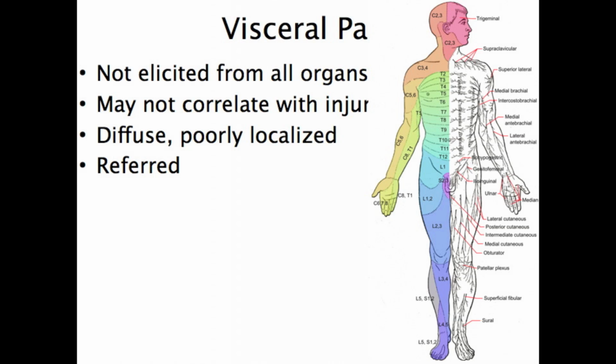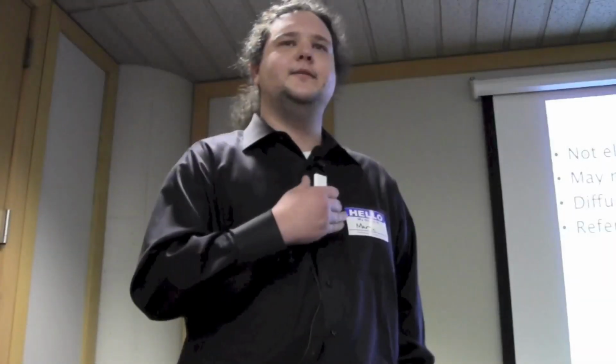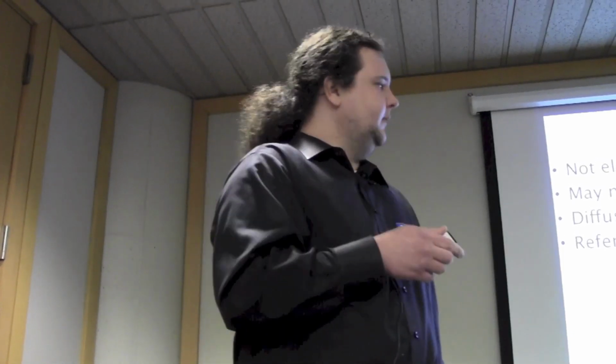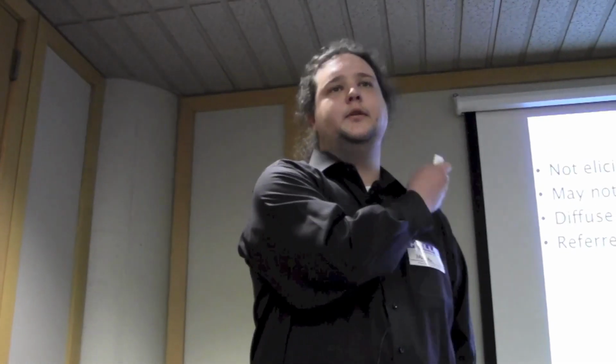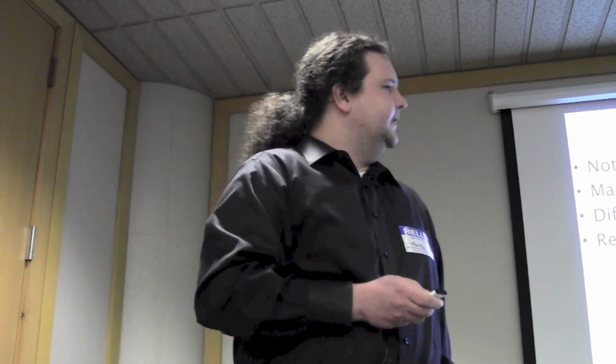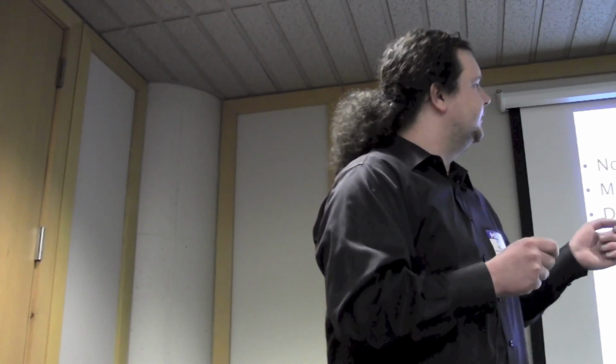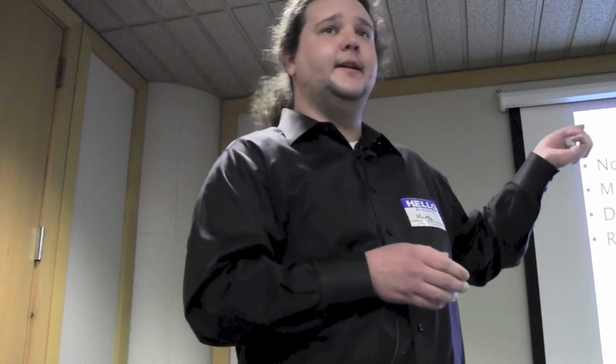It's often referred. So the best example of this is a heart attack. You may have some chest pain, but you oftentimes will hurt in your arm, your shoulder, your neck instead. And this happens because the nerves that innervate, say the heart, synapse in the spinal cord at the same place that the nerves that innervate the skin do.